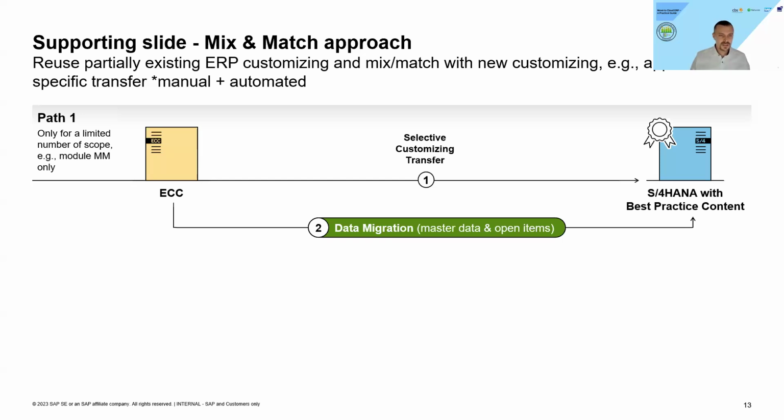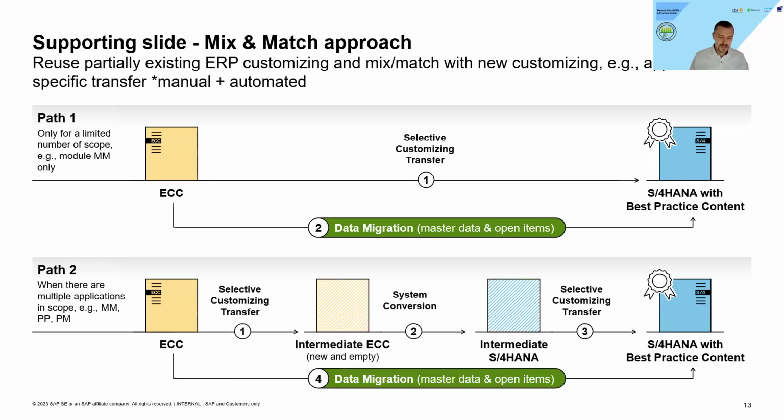But here comes the second path, what we call the mix and match approach, where we are still starting with a fresh installation. So the future S/4HANA target system is a freshly installed system, but here we have the chance, with an intermediate S/4HANA system, which is based on our ECC source system, to bring in selective customizing and bring customizing with transport into our future system.